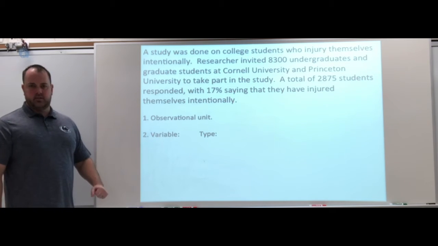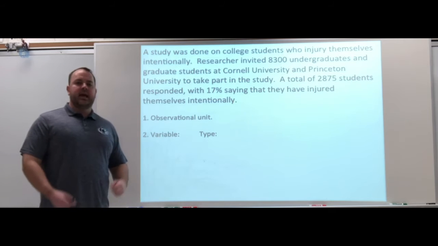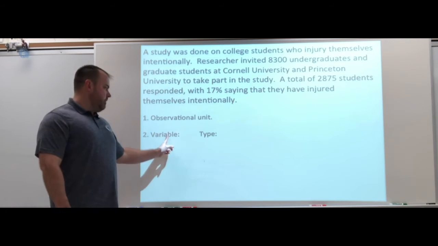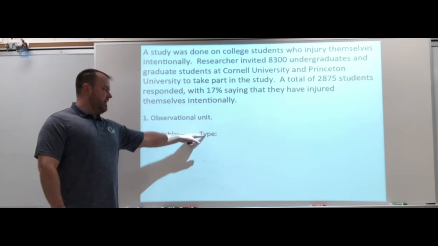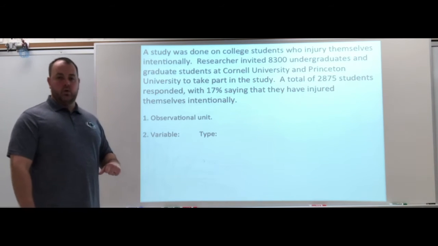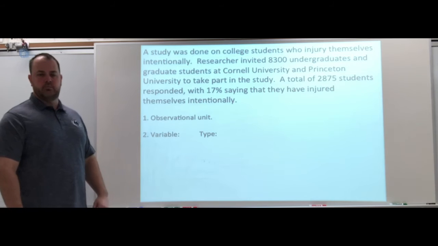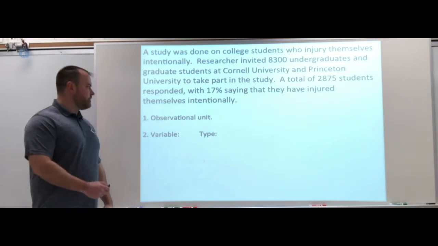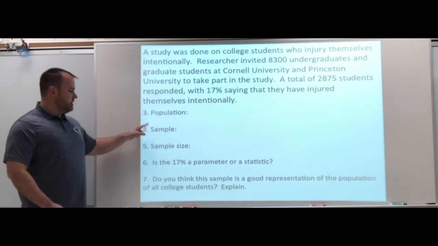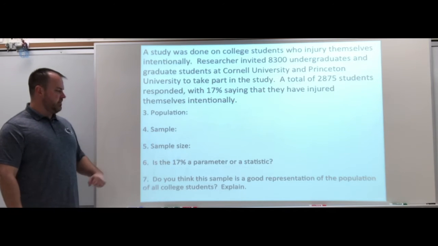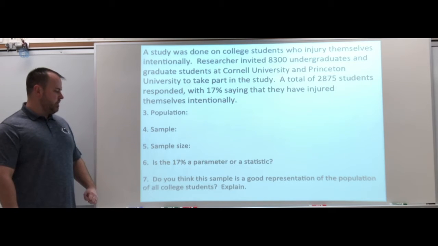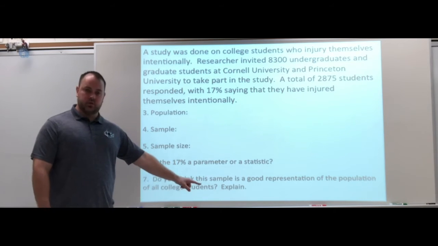The variable that we're asking about, okay, we're asking, have you intentionally injured yourself? And that type would be categorical data, and I would say it is binary. It's either yes, you have, or no, you haven't. Okay. Population, sample size, is the 17% a parameter or statistic? Do you think this sample is a good representation of the population of all college students?